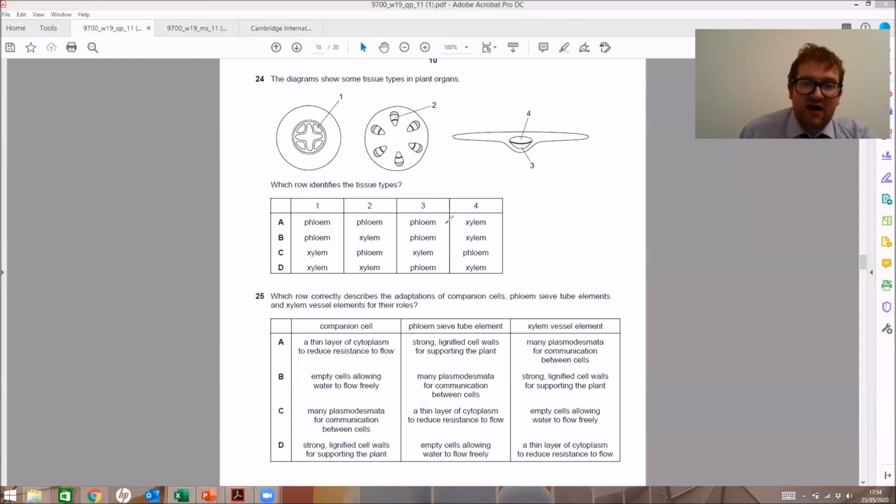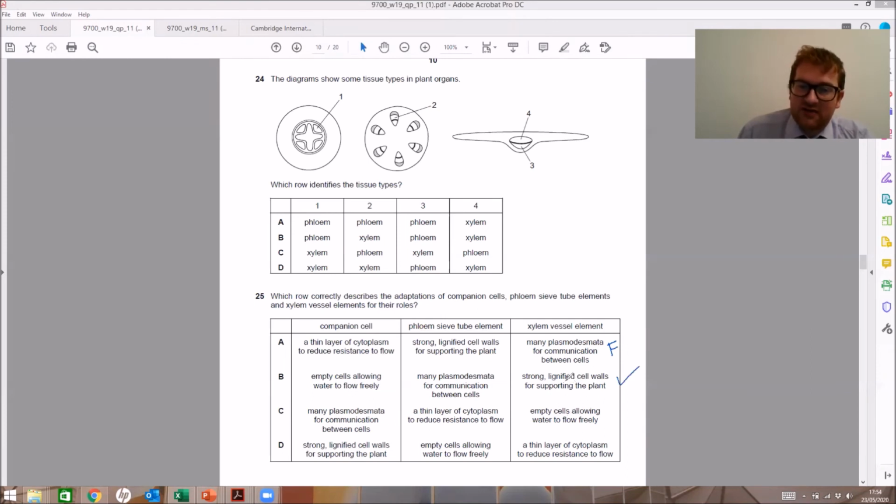Okay, question 25. Which row correctly describes the adaptations of companion cells, phloem sieve tube elements, and xylem vessel elements for their roles? Okay, let's pick something that's really easy that we know already, that's pretty well defined in GCSE and A level. Okay, so let's look at the xylem vessel element. Plasmodesmata for communication between cells. Well, that's false, because the xylem cells don't communicate with other cells. They're dead, they're hollow, they're lignified. Okay, strong lignified cell walls. Okay, well, that statement's true.